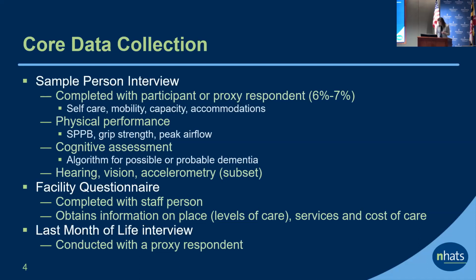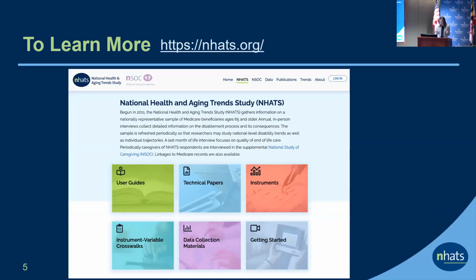To learn more, there's a ton of information on our website. This is the NHATS website, just a screenshot of it, where you can see all our user guides, our technical papers, the instruments. You can see everything that we use to collect this data, the data collection materials. And like I said, if you register, you can download over 10 years of data. If you want the restricted files, you have to apply for those. There's also a link to our sister study, NSOC, the National Study of Caregiving. If we find out people have an informal, unpaid caregiver, we do our best to interview those people and try to understand the extent of the caregiving and what people need.